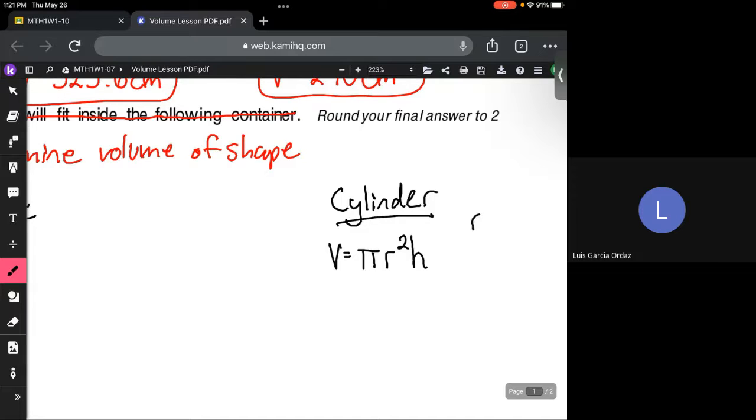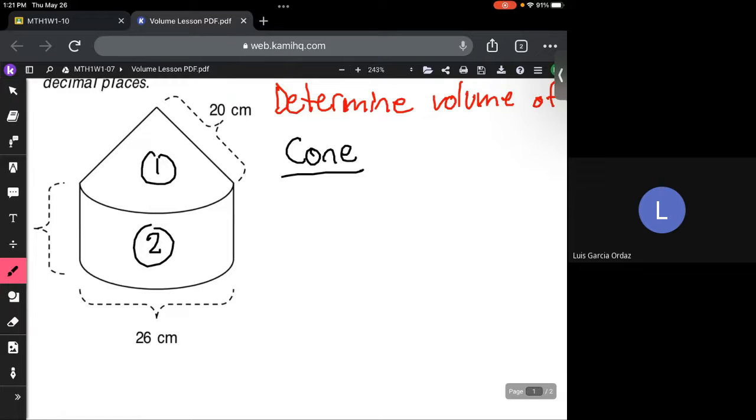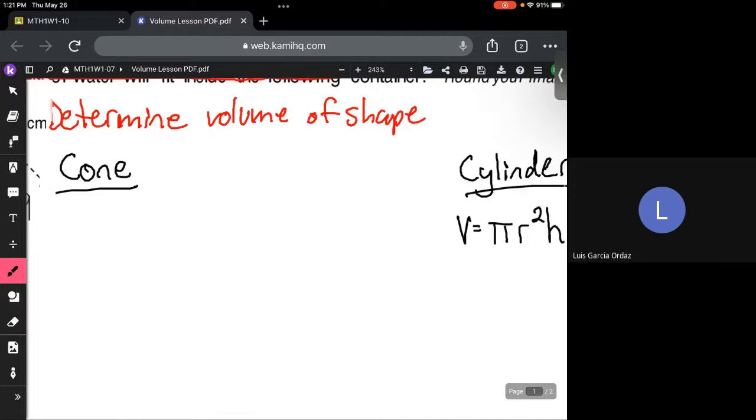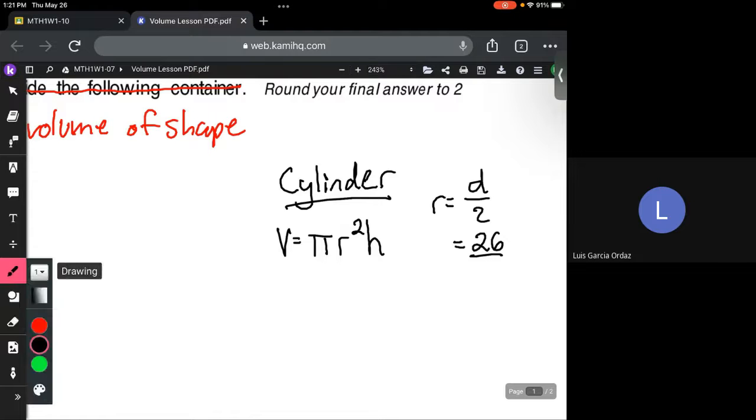Okay. So just looking at the cylinder, what is my radius? For that shape, do I have the radius or do I have the diameter? We have the diameter. So how do I find the radius? Divided by 2. Radius is equal to diameter divided by 2. So what's 26 divided by 2? 13. So my radius is 13.